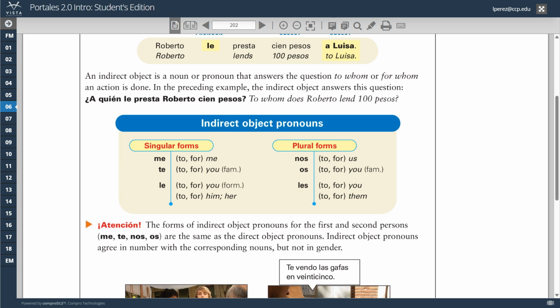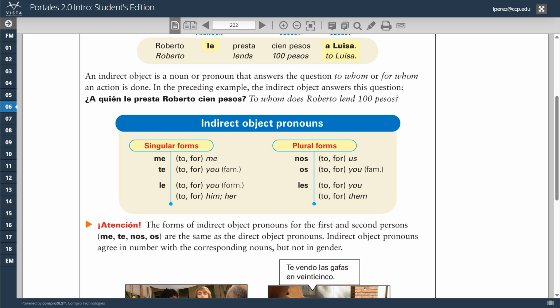Le can also mean to or for him or her. So there's no gender on the le. We have nos, which is to or for us. Os we're really not going to use much if we don't use vosotros. So it's more here as a reference, but we're not going to use it. And les is either a ellos, a ellas, a ustedes. That's the Spanish version of what we're saying is to you as a group, to all of you, to them, which is a form of ellos or ellas in Spanish.